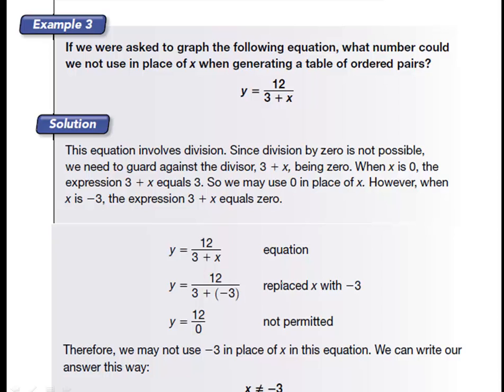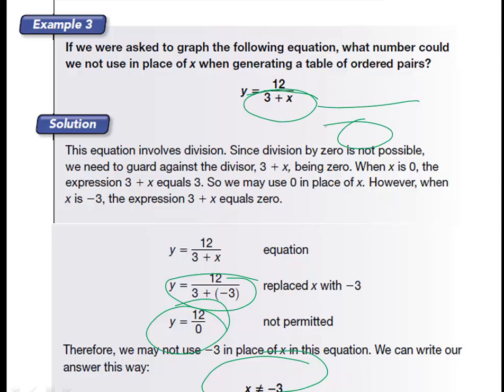So looking at this example 3, y equals 12 divided by 3 plus x. What's the one number that x can't be? Because if x becomes that number, that'll make the divisor 0. Well, that's negative 3, because 3 plus negative 3 would become 0, and we can't do that. So if we were asked to graph the following equation, what numbers could not be used? Well, x cannot be negative 3, because if it becomes negative 3, then our divisor becomes 0, and that doesn't work. We can't do that. All right?